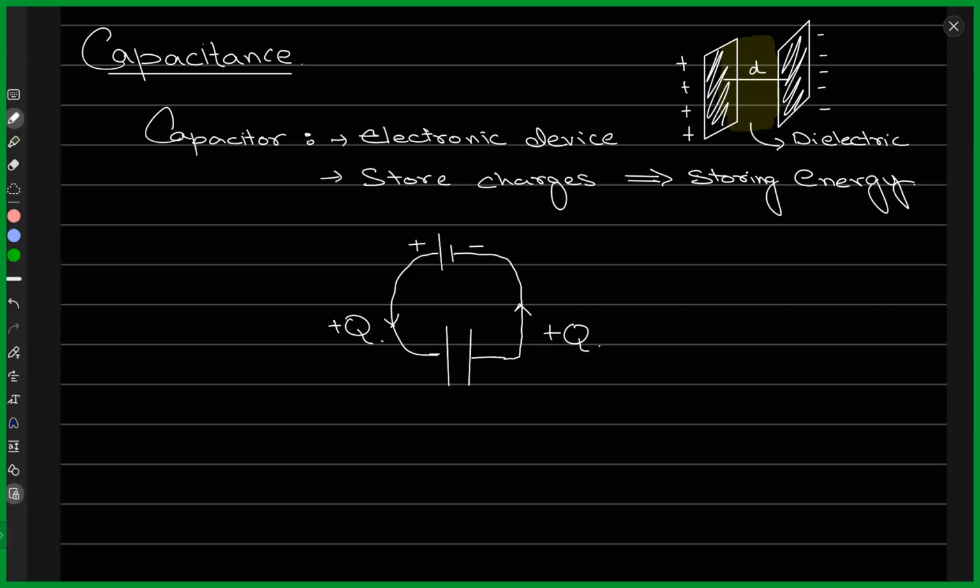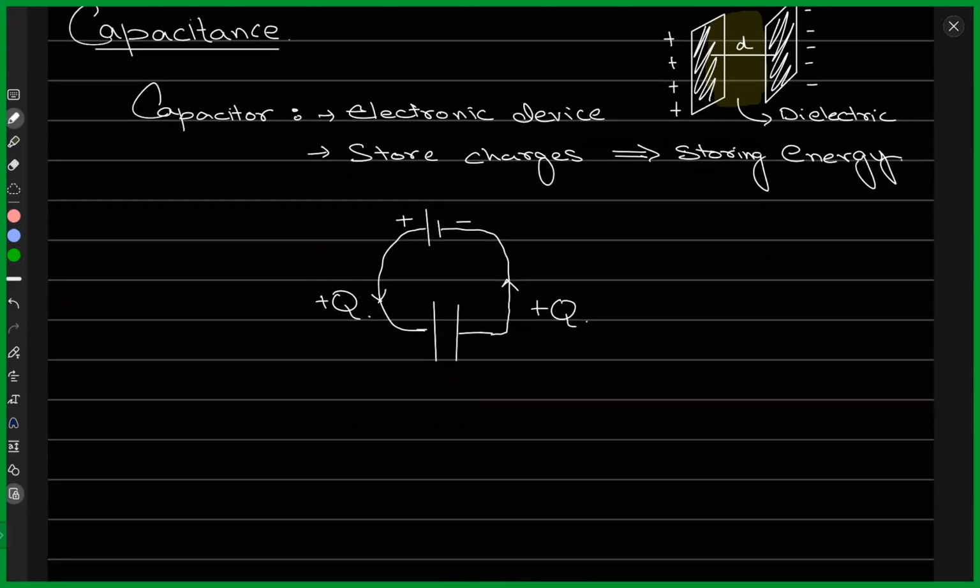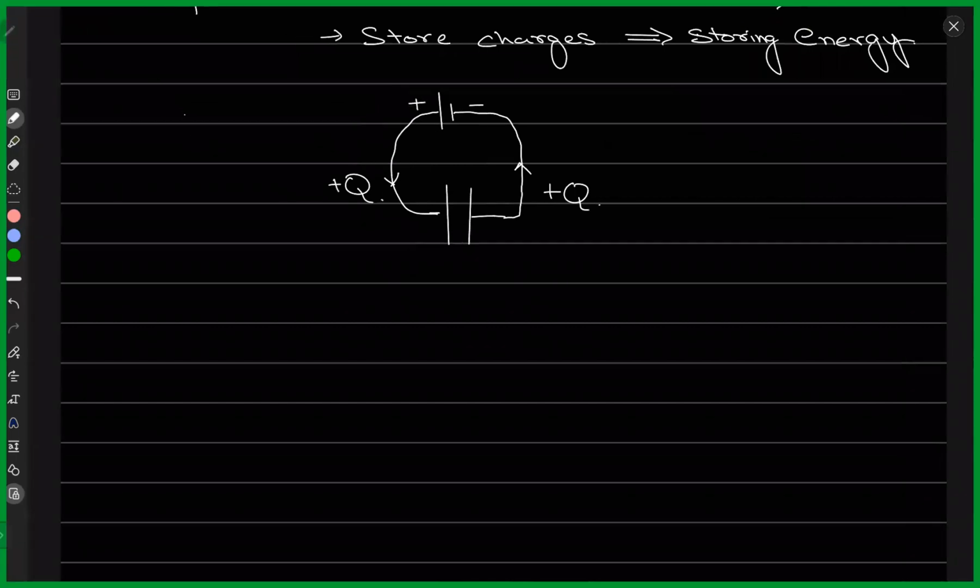Now, suppose I were to remove this battery, then there would be a net positive charge on one plate and a net negative charge on the other plate, right? Suppose I started with this, so this is the first thing. The second thing is, I immediately remove the battery. Now what is left on the capacitor?